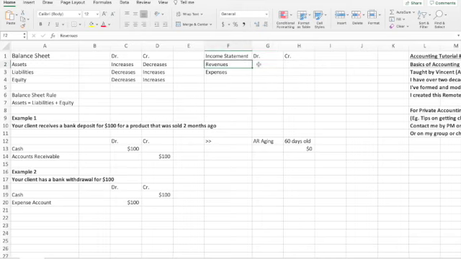So the revenues are going to decrease with the debit. Oops. And expense is going to decrease with a credit, and revenue is going to increase with credit entries, and expenses are going to increase with the debit entries. Okay, so it's important we understand what's going on down here.